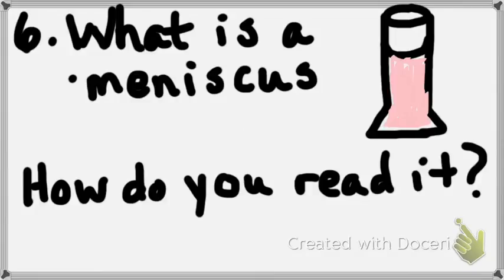Make sure you get down eye level to the meniscus and keep the graduated cylinder on the tabletop. Why do you keep it on the tabletop? I need a level surface. Keep it level. So bend down and get your eye level to the meniscus.